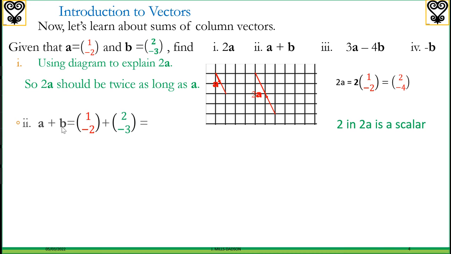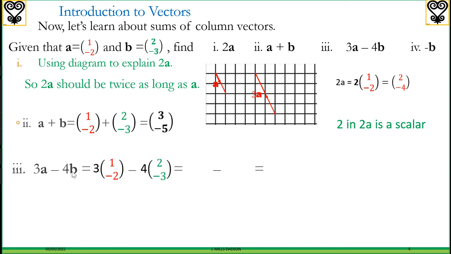So if you want a plus b, it's a matter of summing the components. 1 plus 2 and -2 plus -3. And that gives us 3, -5. What about 3a minus 4b?